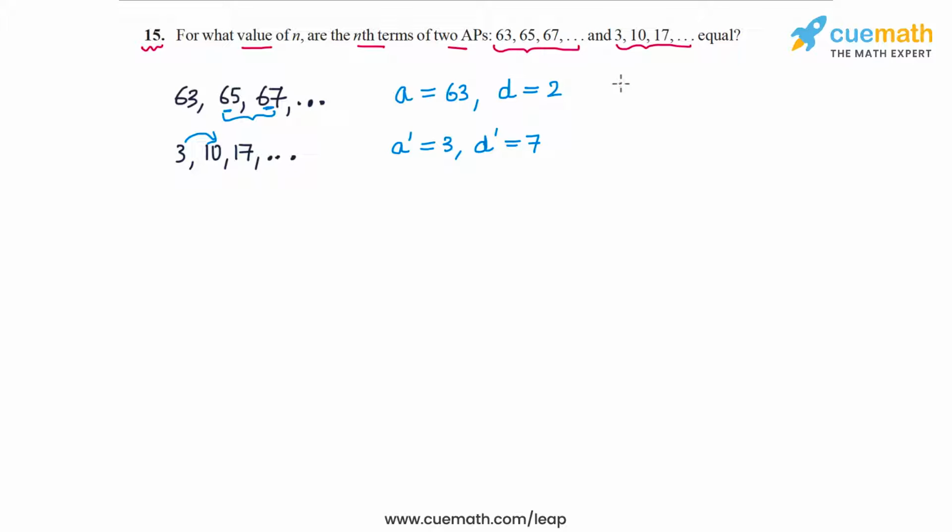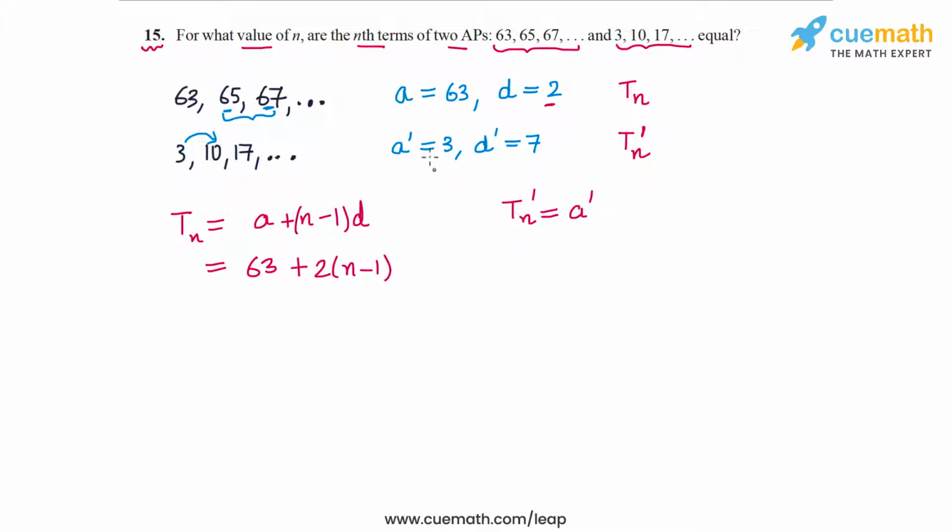Now we have to find the value of n for which the nth terms of the two APs are equal. So let's represent the nth term of the first AP by Tn and of the second AP by Tn dash. So let's write expressions for both of these. So Tn will be equal to A plus n minus 1 D, and A will be equal to 63 and D will be equal to 2, so plus 2 times n minus 1. And similarly, the nth term of the second AP will be A dash, the first term here, plus n minus 1 times the common difference, which is D dash. So A dash is 3 and D dash is 7, so 3 plus 7 times n minus 1.